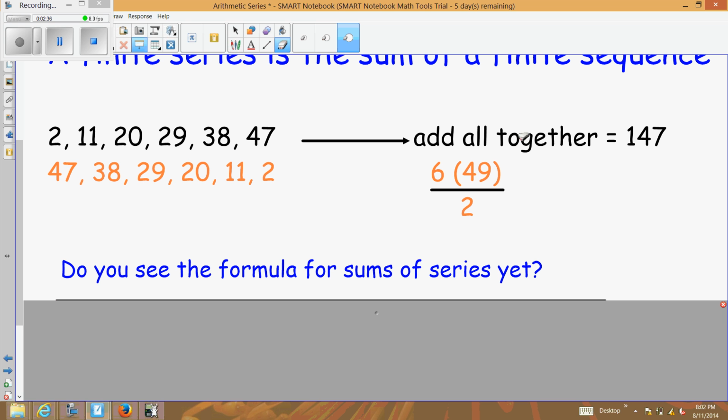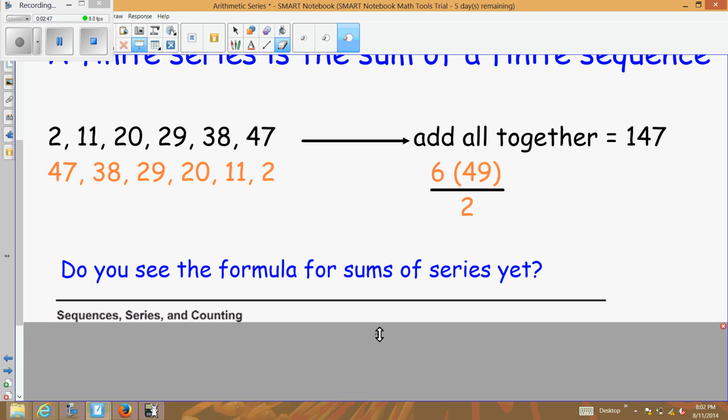And of course you can add these together, but the problem is you don't want to do it if it's a lot of numbers. Okay, so you want to come up with a quicker way to do it. And my question is, do you see the formula yet?